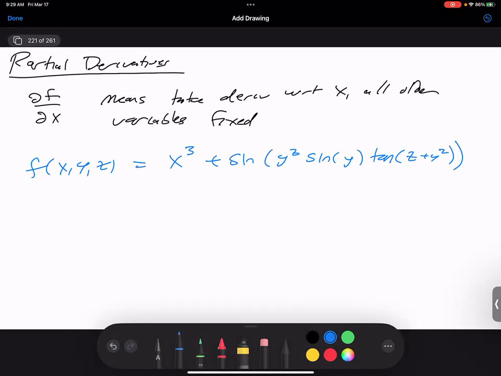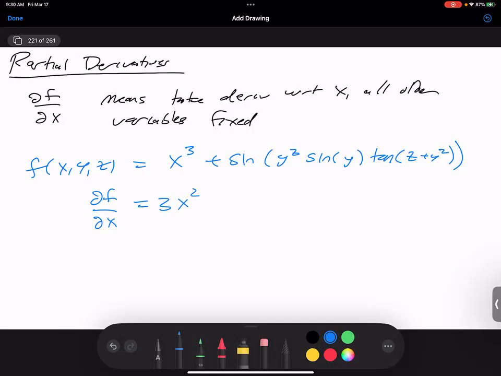I have no desire to take the derivative with respect to y. I have no desire to take the derivative with respect to z. But the derivative with respect to x, that's not a problem. I'm keeping y and z fixed. That nightmare, the sine, good Lord, it's just a number. It's a fixed number that has no x dependence. So here, df/dx would just be 3x squared.